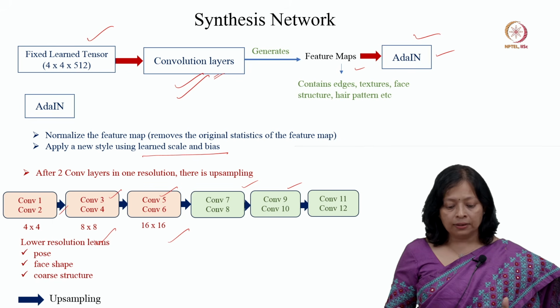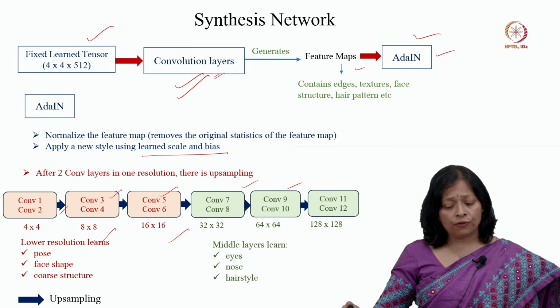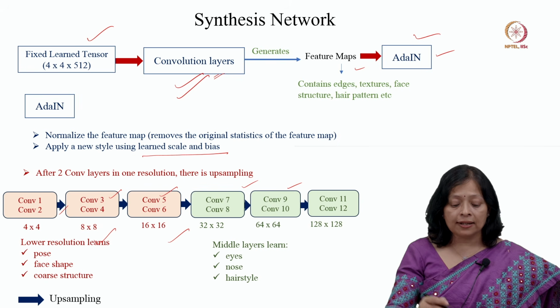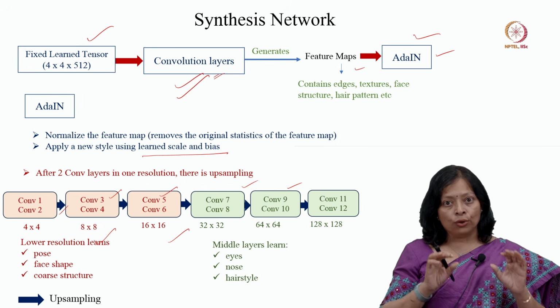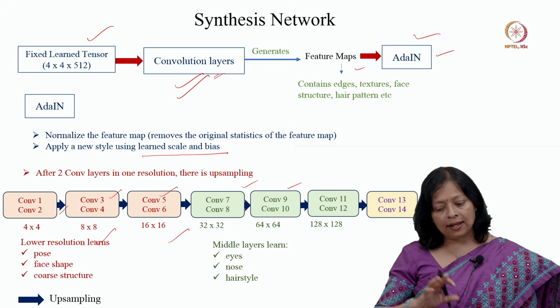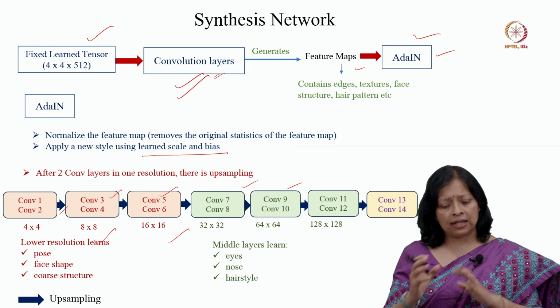They have the dimensions of 32 cross 32, 64 cross 64, 128 cross 128, and these middle layers learn the eyes, nose, hairstyles, everything. Okay. And then once again upsampling. So after every 2 convolution layers there is an upsampling.